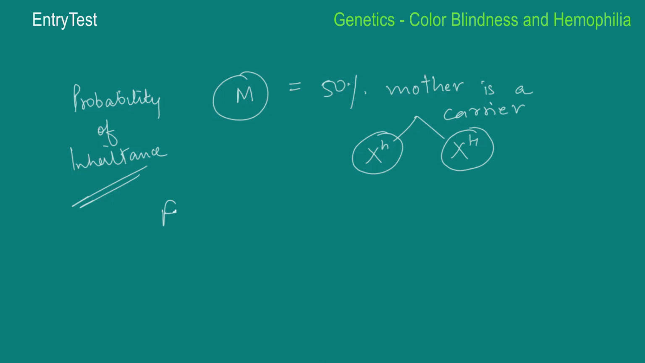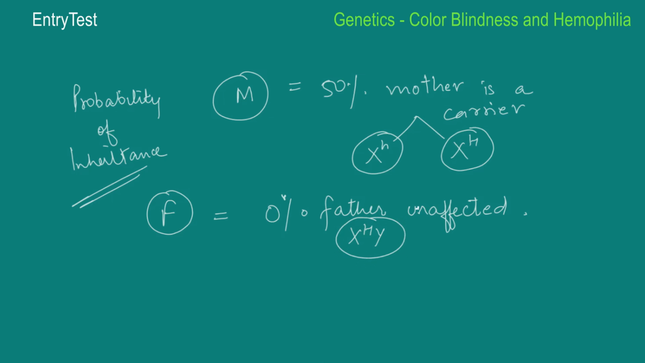But the probability of inheritance in a female is 0% if the father is unaffected. Because remember, to get the disease, a female needs both recessive alleles. If the father is unaffected, that means his allele combination is this. So there is no recessive allele that the father can give, so the female is absolutely fine.